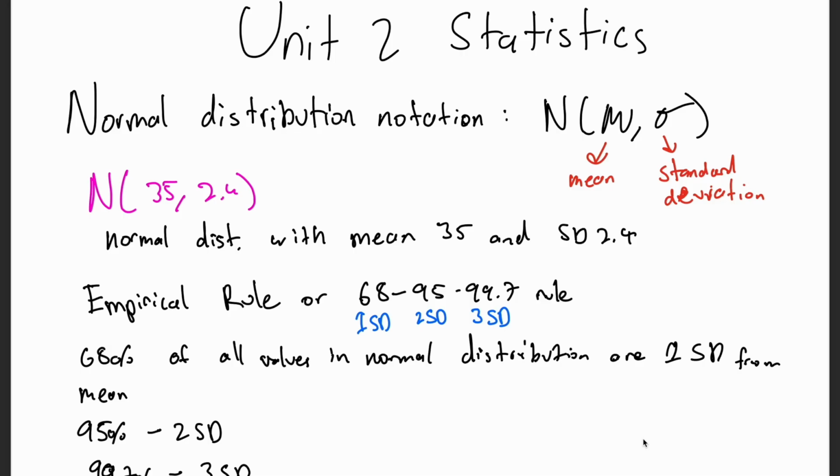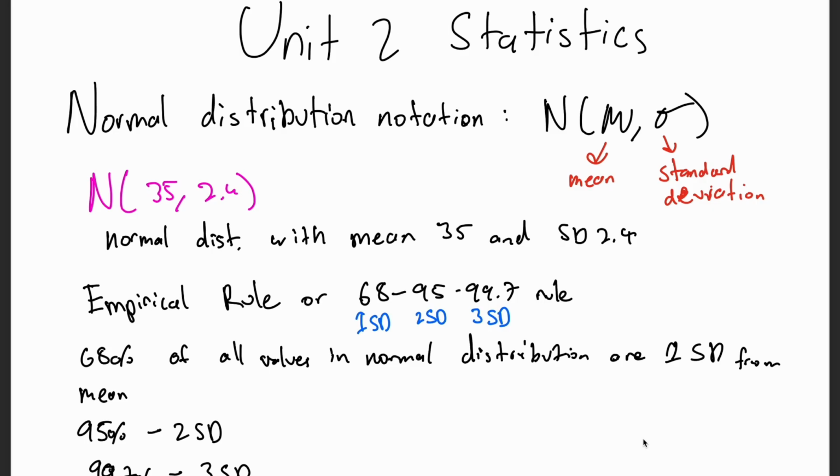Now it's time for Unit 2 statistics. And the first thing I'm going to go over is the normal distribution notation, where essentially we have N, and inside the parentheses we have the mean and the standard deviation. For example, if you have N(35, 2.4), we have a normal distribution with the mean 35 and the standard deviation 2.4.